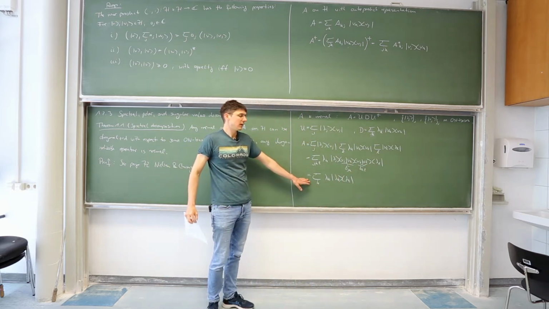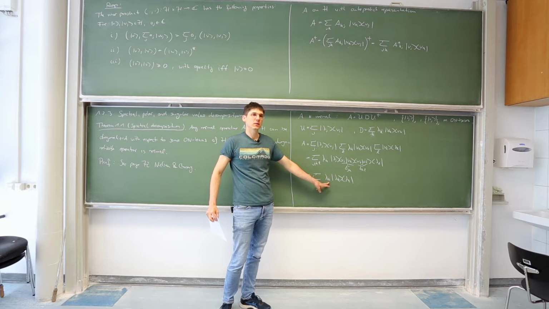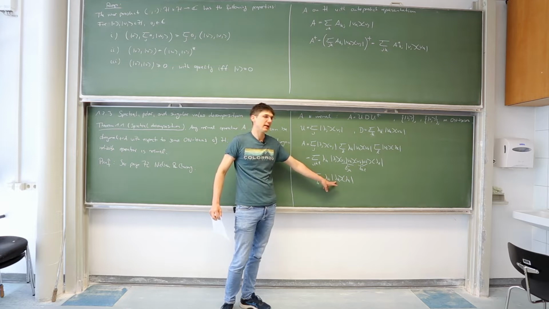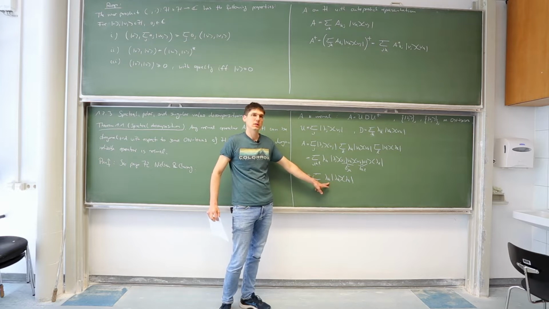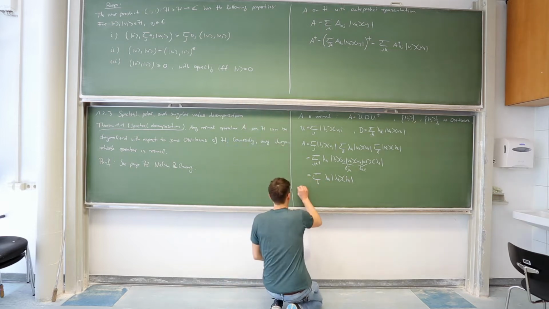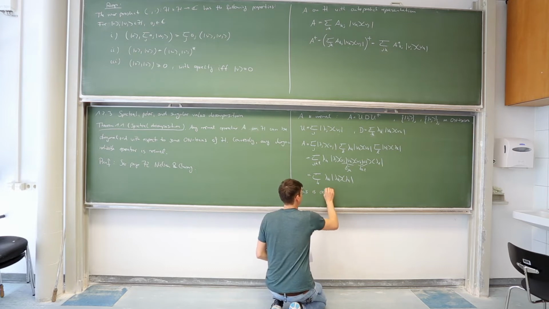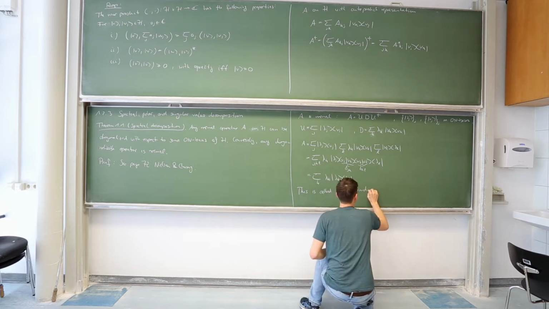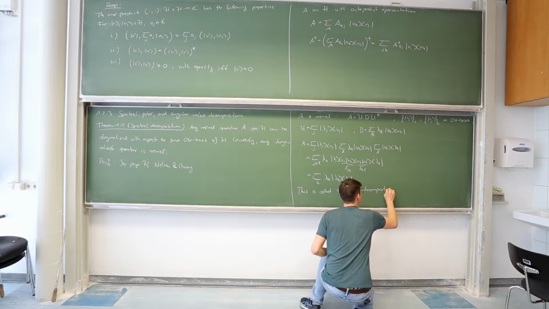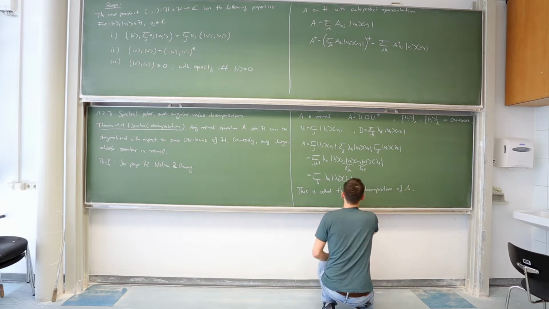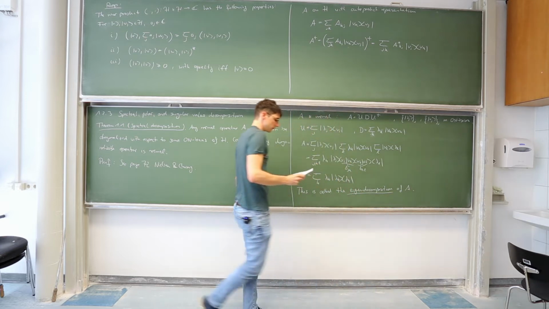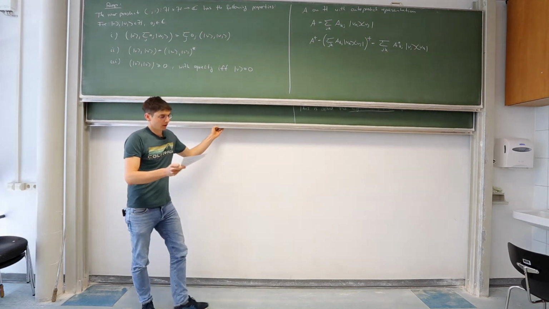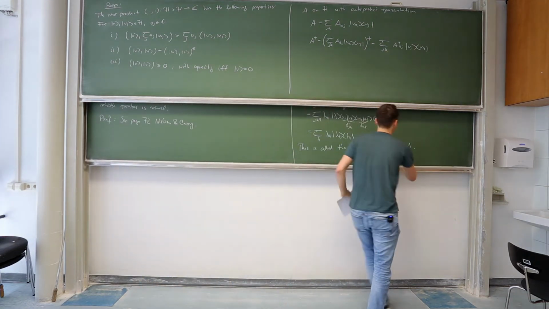And this is now a very nice expression because it tells us that lambda k are the eigenvalues, and these kets here, the states, are the eigenstates to these eigenvalues. And this is usually called the eigendecomposition, or either eigendecomposition or spectral decomposition.